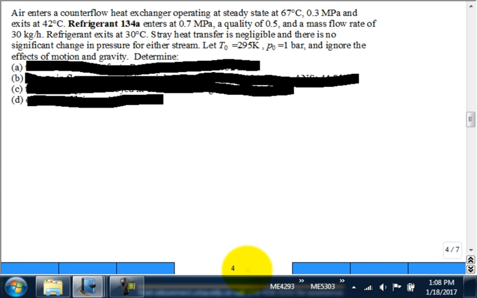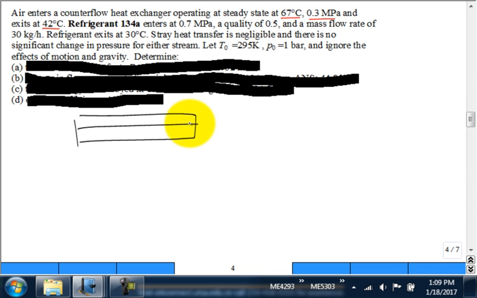Solve a problem that takes us a while just to read the problem. So air enters the counterflow heat exchanger operating at steady state. So the air enters at a temperature of 67 C at a pressure of 0.3 megapascal, and the air exits at a temperature of 42 degrees C. That's all one sentence. You probably have to read every sentence in the problem statement 3 or 4 times over to get it. All right, so you might want to make a sketch, heat exchanger.